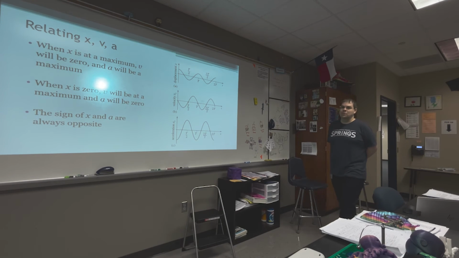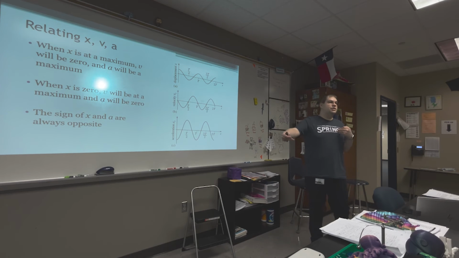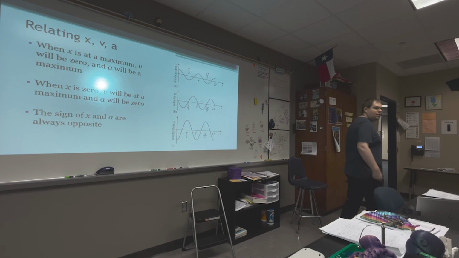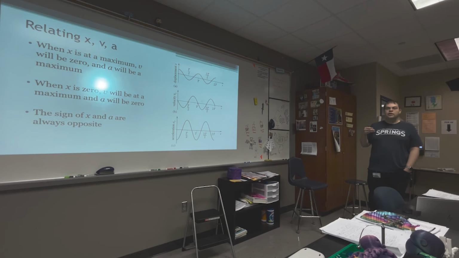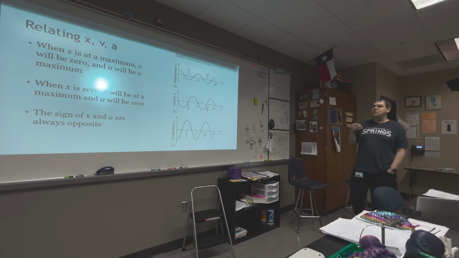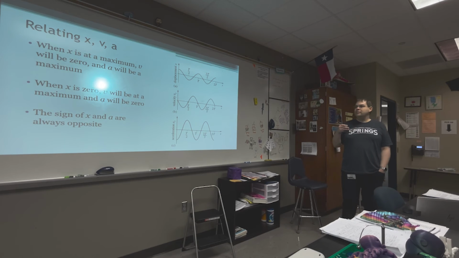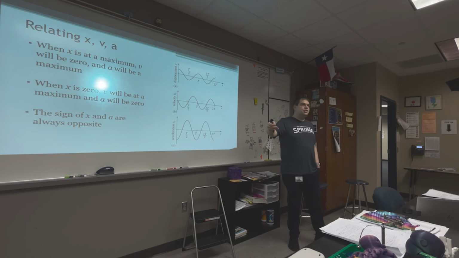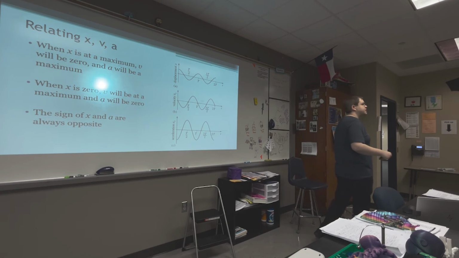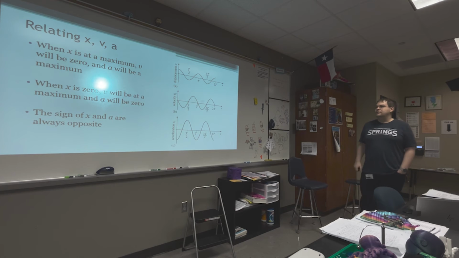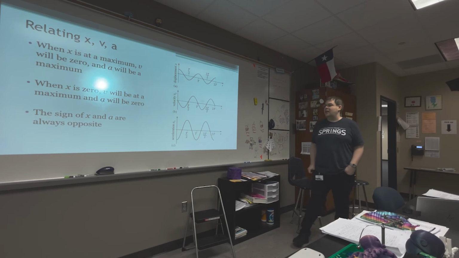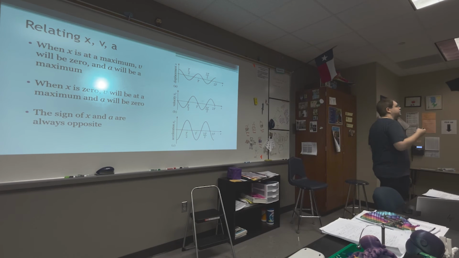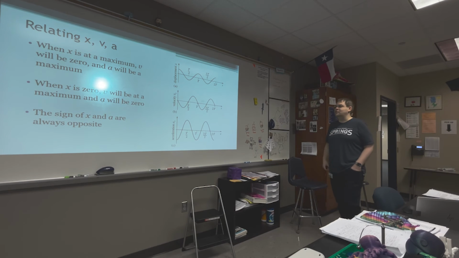So we just have to remember that when we're at our amplitude, there is no velocity. It stops for a moment. When we're at our equilibrium point, our displacement is zero, but we're moving the fastest. When we're at an amplitude, it's changing direction, so that's when our acceleration is the highest. That's how we get that the signs of x and a are always opposite, because it's about to change direction. So one of them is negative, the other one's positive. It has to be able to change direction.